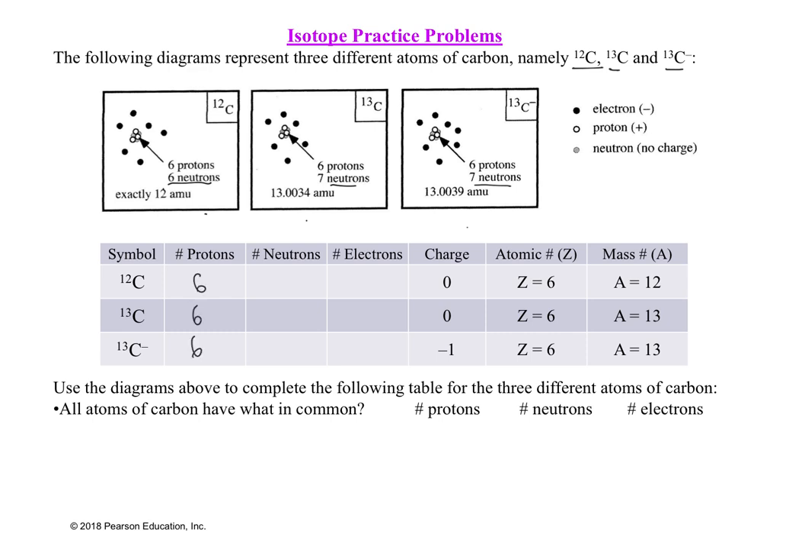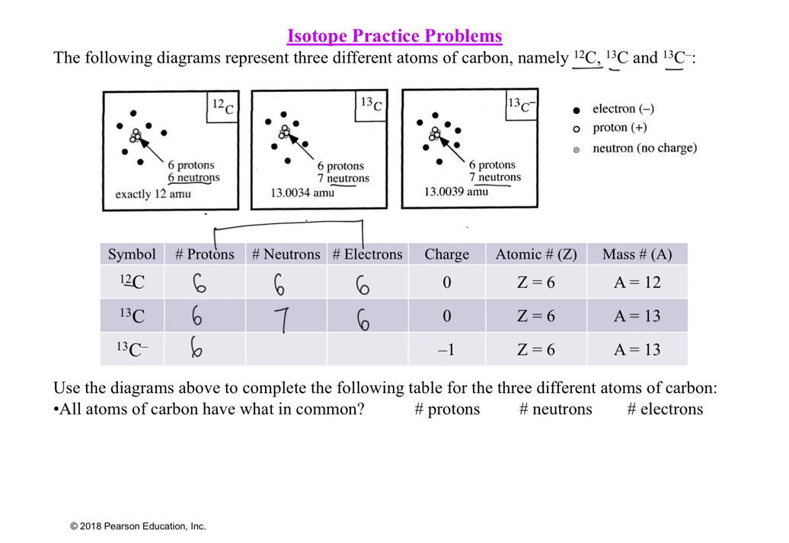Now in carbon 12, we have protons plus neutrons is 12. 6 protons, so there must be 6 neutrons. And since it's a neutral atom, the number of protons and electrons is the same, so there will be 6 there. For carbon 13, it's a little heavier, so we have 7 neutrons. Since it is still neutral, we're going to have the same number of protons and electrons, so 6 and 6.